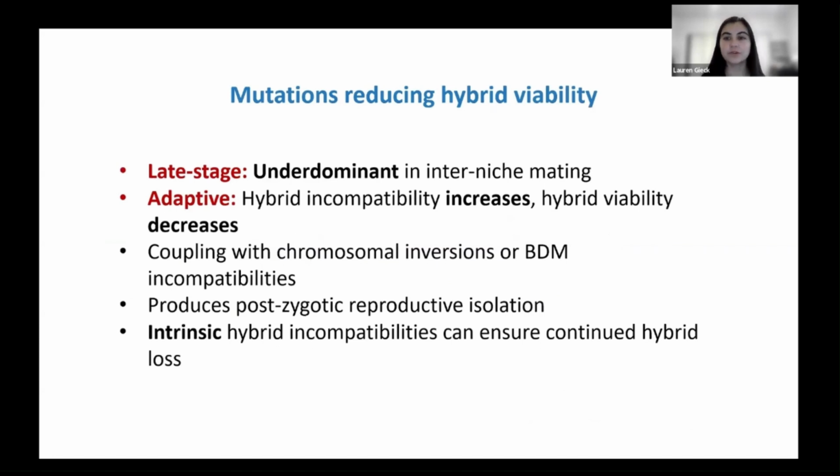So first, mutations reducing hybrid viability. These mutations are late stage as they are underdominant, so they're affected by gene flow. In the early stage, you have a lot of interniche mating and increased gene flow, and in the late stage, you have less gene flow, which causes a smaller fitness disadvantage for these mutations reducing hybrid viability. They are adaptive as your fitness advantage is controlled by gene flow.